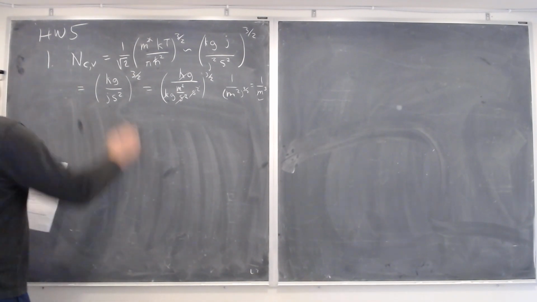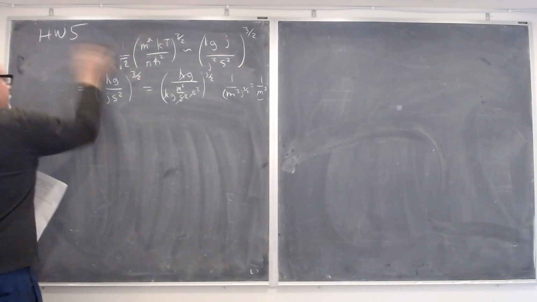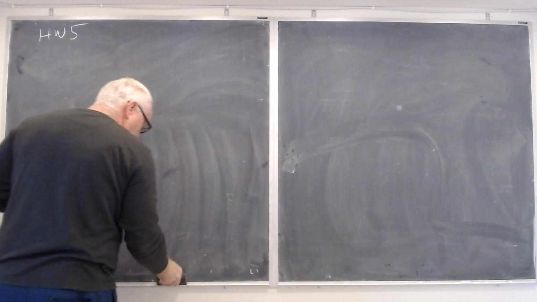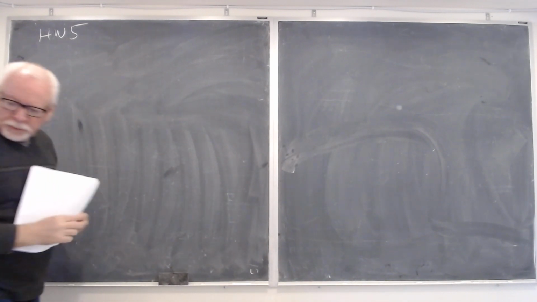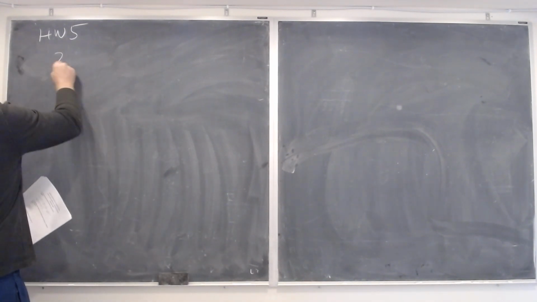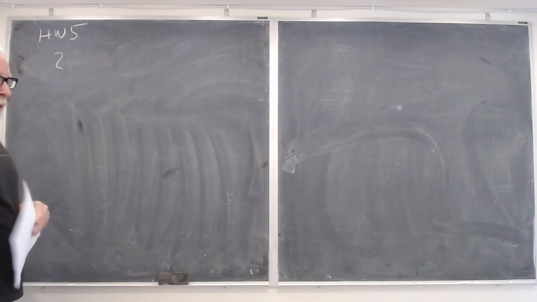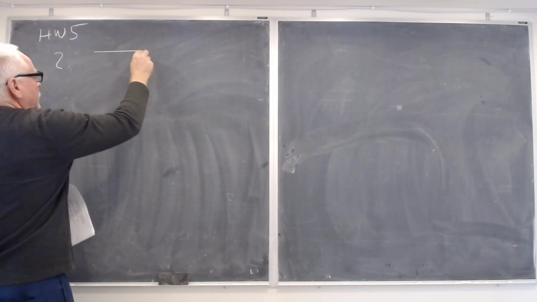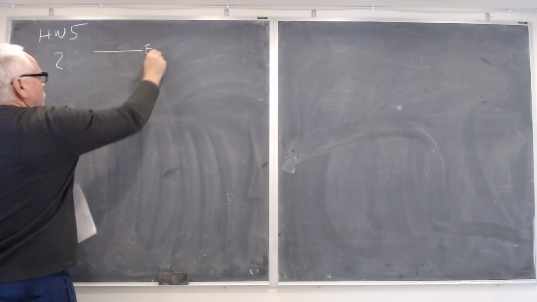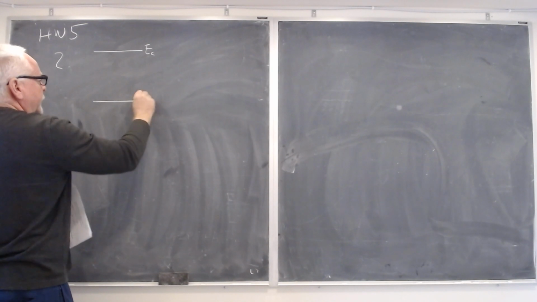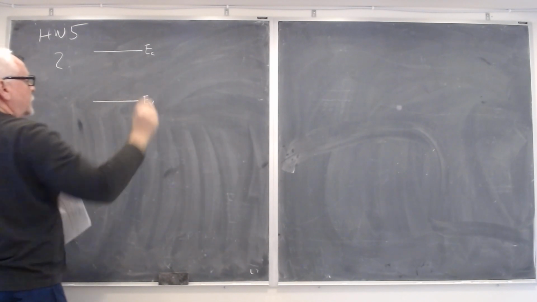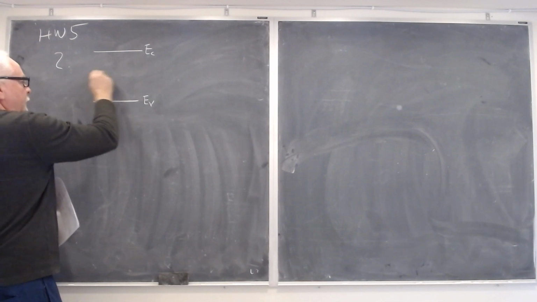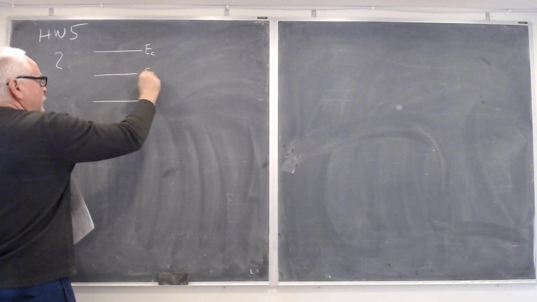Okay, and I think I can just erase this. Problem 2, you were to calculate the intrinsic Fermi level. And so if we draw our conduction band and our valence band, and let's put a Fermi energy somewhere here, EF.